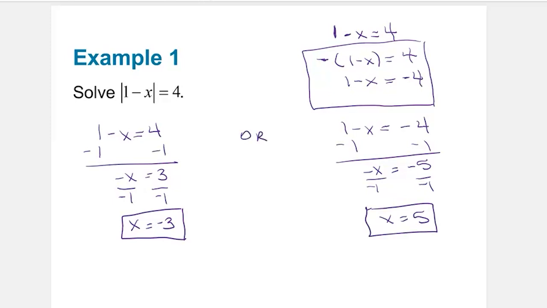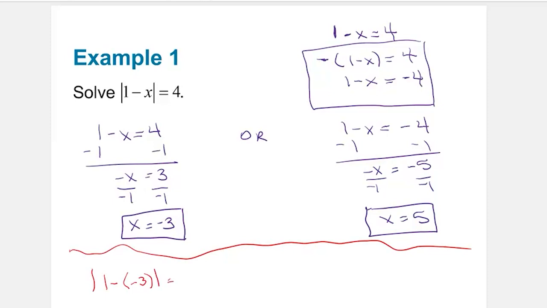Well, let's just check and make sure I didn't make any mistakes, okay? So let's plug in our values. For the first one, we have 1 minus -3, which is the same as 1 plus 3, which equals the absolute value of 4, which equals 4. Which is what we said. So perfect, that checks out.